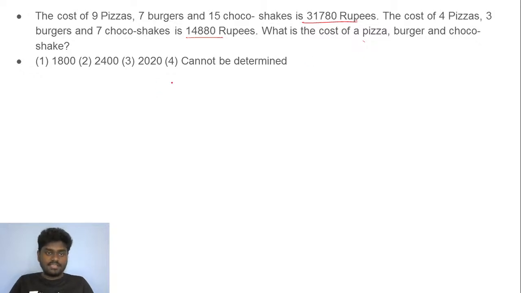So they say here the cost of 9 pizzas plus 7 burgers plus 15 choco shakes gives you a total cost of 31,780 rupees, right?